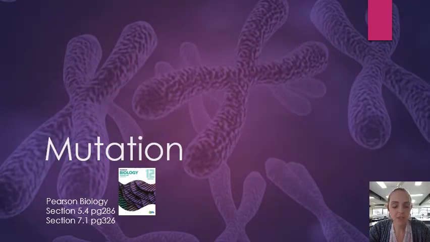Okay, now this section covers two different parts of the textbook because it's separated into mutations that happen in the gene, which is section 5.4, versus mutations that happen across the chromosome, and that's on 7.1. So just in case you're confused where those pages are coming from.